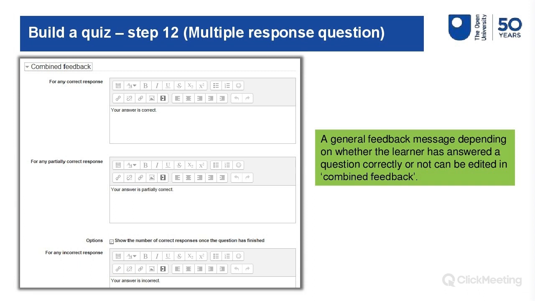A general feedback message, depending on whether the learner has answered a question correctly or not, can be edited in combined feedback. As you can see, it actually puts in default text of, for any correct response, your answer is correct. For any partially correct response, your answer is partially correct, etc.